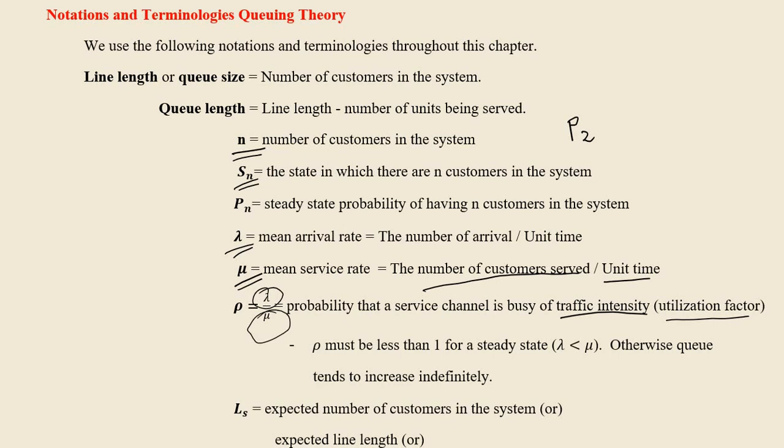That is, the service rate must be more than the average arrival rate lambda. Otherwise, the queue tends to increase indefinitely.